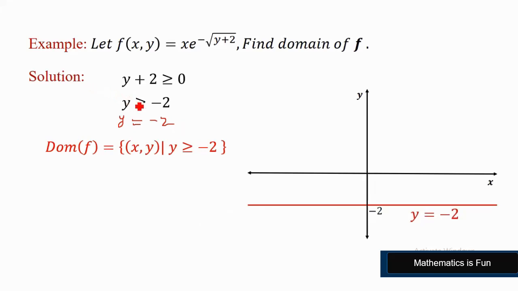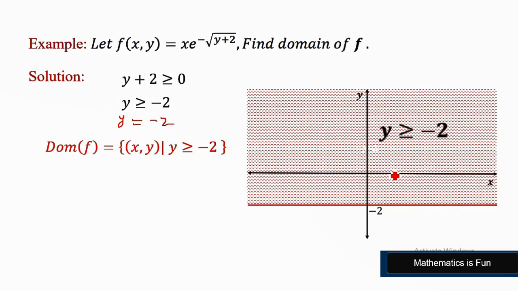Now what does it mean by y should be greater than or equal to minus 2? Equal means the points on this line are included in the domain of the function, and greater than means all the ordered pairs, all the points above this line, are also included in its domain.